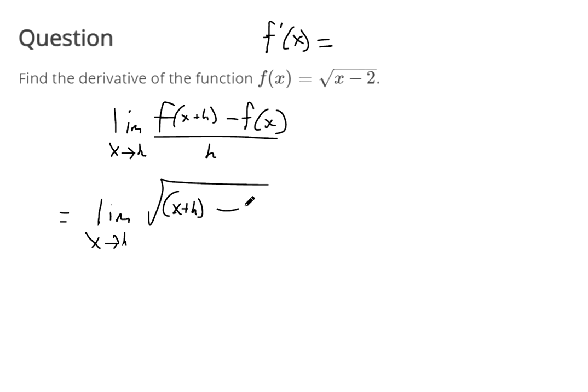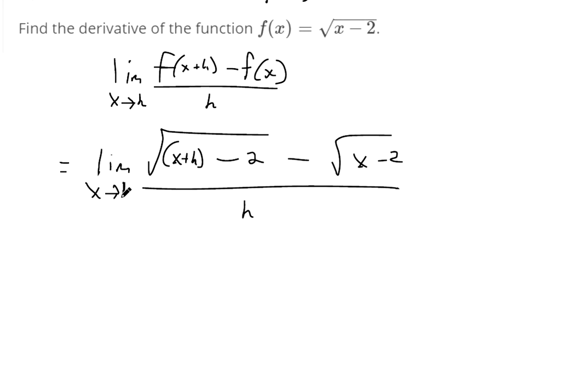Then it's minus 2 here. So x plus h minus 2, all being square rooted. So that's this part. Now we subtract that by f of x. It's all being divided by h. So it looks like we get another tricky algebra situation here. Let me think about what we can do.